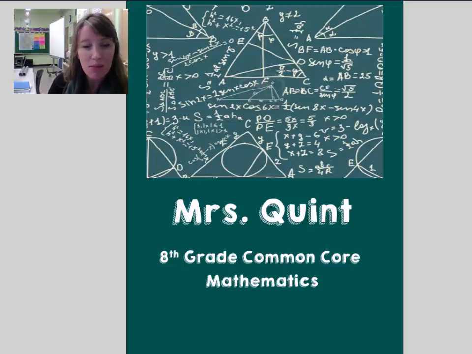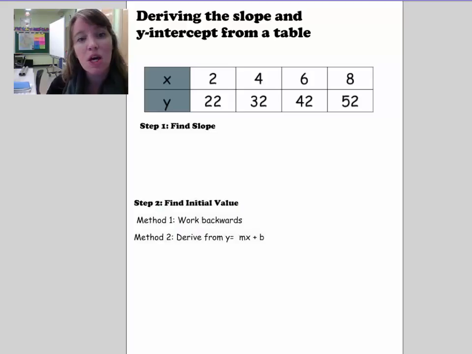Welcome back. Yesterday we talked about getting the slope and y-intercept from a graph, and today we're going to talk about getting the slope and y-intercept from a table. So we're deriving the slope and y-intercept from a table. Say that we have this given table, and we want to find the slope.